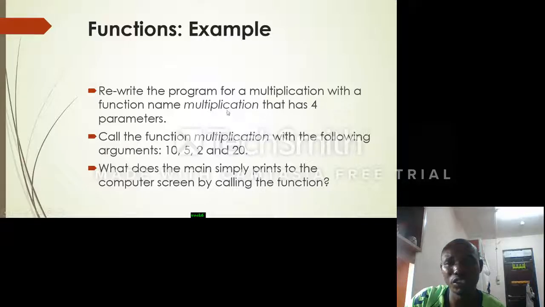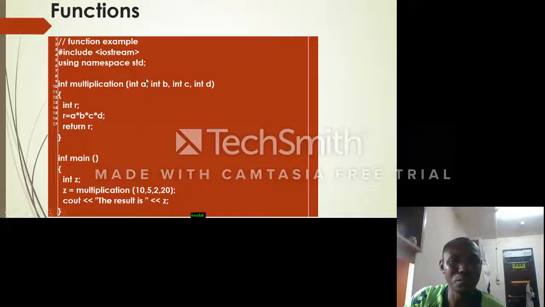Call the function multiplication with the following arguments. These are the arguments I mentioned here: 10, 5, 2, and 20. And what does the main simply print to the computer screen by calling the function? Let's look at it. Function example, include iostream, using namespace std, int multiplication. This is the name of the function, multiplication. These are the 4 parameters: int a, int b, int c, and int d. Then the beginning of the function, int r, then r equal to a times b times c times d, then the function will return the result of this computation.